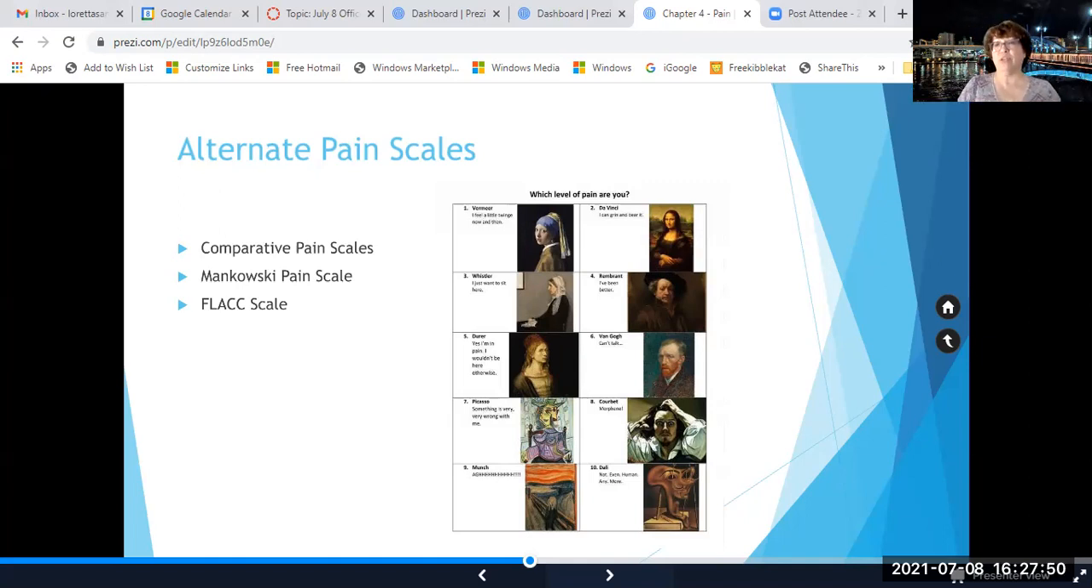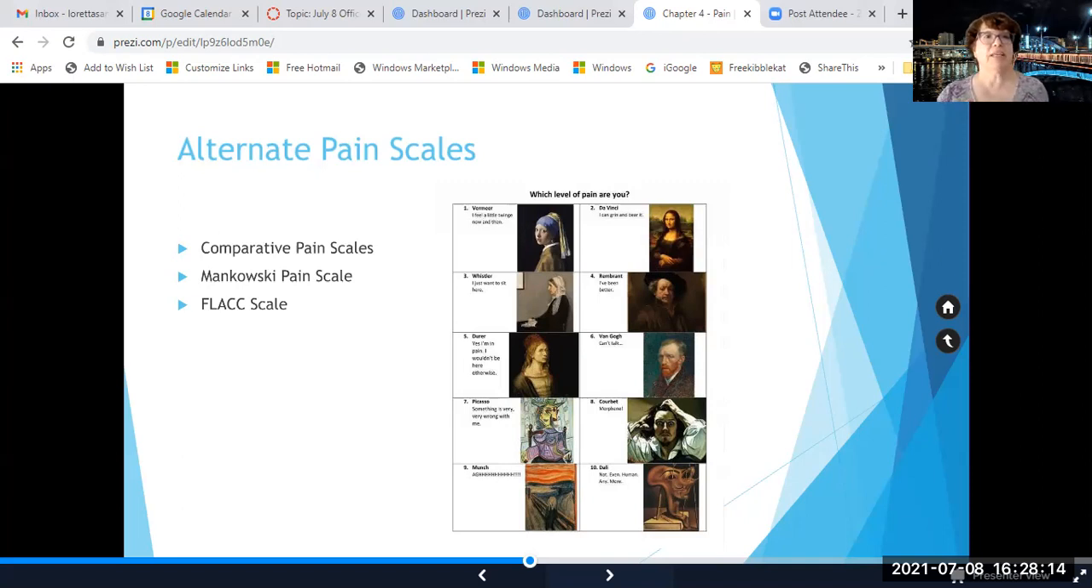And so often I note that in the chart. I'll say patient reports 10 out of 10 pain, but does not have any overt pain behaviors or something like that. That doesn't mean they don't have pain. That just means that's their pain. So the comparative pain scales are very personal.